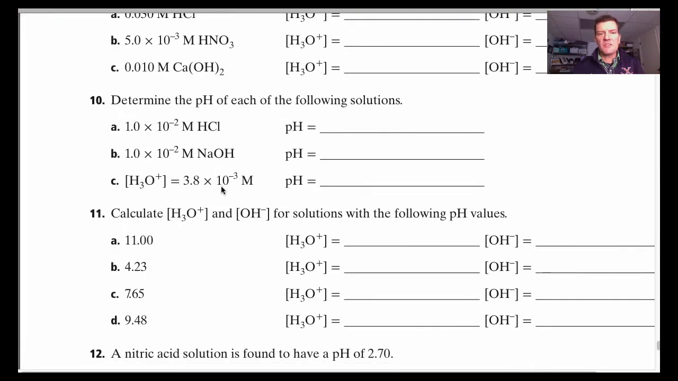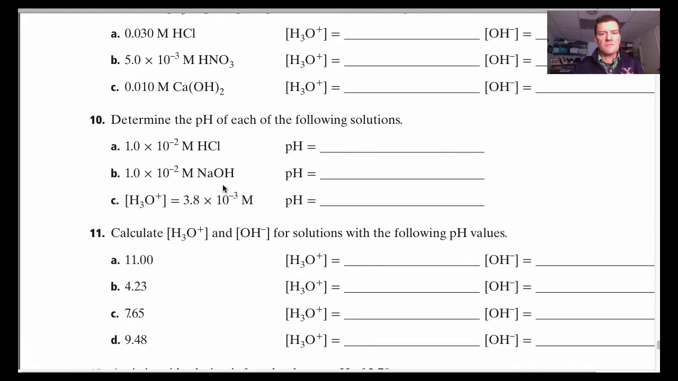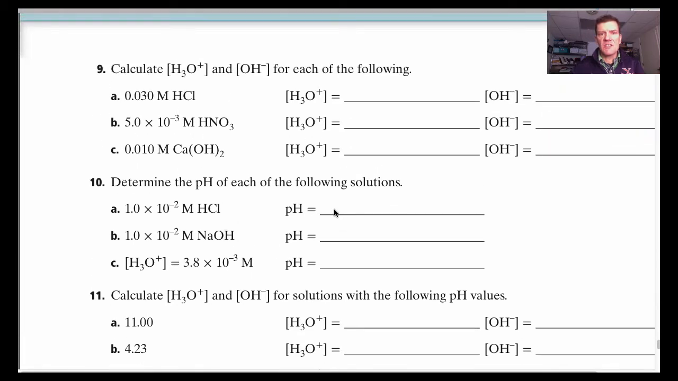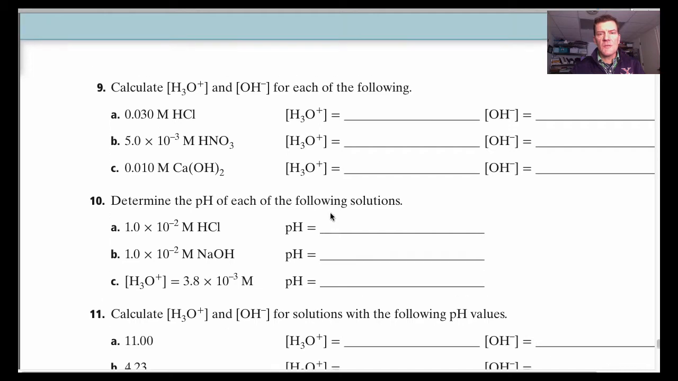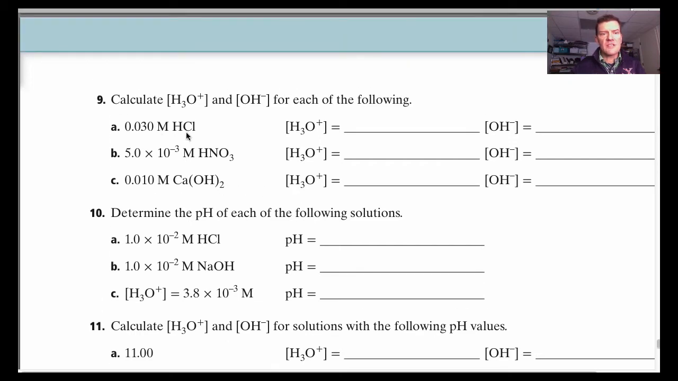I'm just going to remind you here. Well, I'll just refer to it when I go through this. I'll show you the calculations as we go. Okay? Here it says find the concentration of hydronium and hydroxide for each of the following.